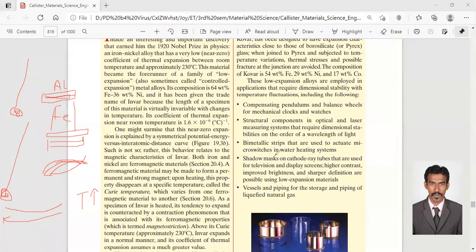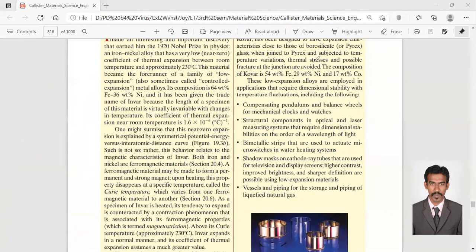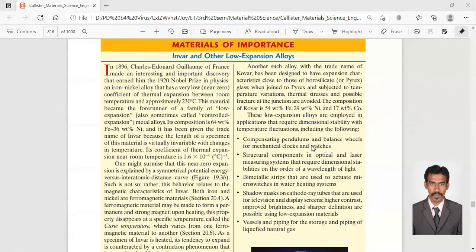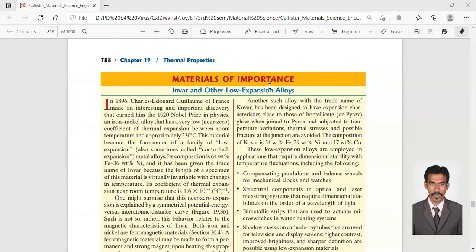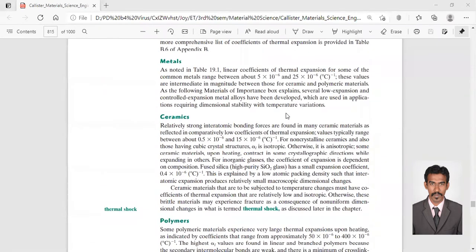So that's the example of bimetallic strips. Then I have shadow masks on cathode ray tubes that are used for television and display screens. Vessels and piping for the storage and transport of liquefied natural gases, right? So these are some phenomena showing why temperature fluctuation is not advisable in some particular applications. This is why we need these low expansion alloys: invar, superinvar, and kovar. These alloys have very low thermal expansion coefficients, so they are preferred for particular applications, right?